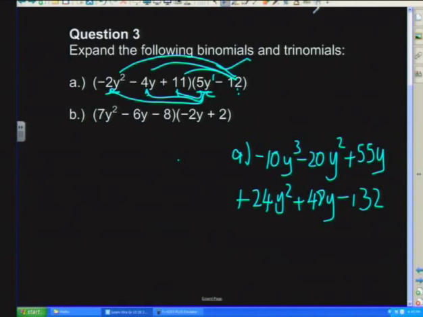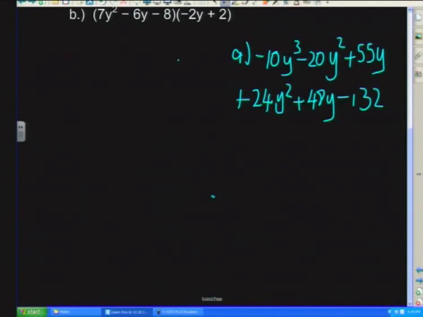Multiply the trinomial by the binomial, we get this expression. Remember, when you get to this point, you're not done. You still need to add your like terms. So you look at your expression, see what like terms you have. You can see that you've got 2 terms in y squared, and you've got 2 terms in y. So the minus 10y cubed and the negative 132 are simply going to be brought down, but you need to add your like terms.